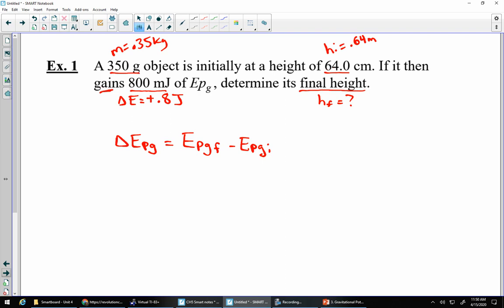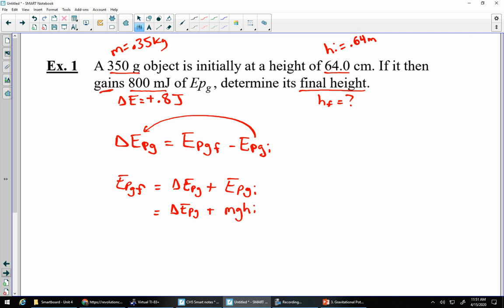I think what I'll do is rearrange and solve for my final gravitational potential energy, because I know that's what I'm going to have my height in. So it's going to be equal to my change in energy plus my initial gravitational potential energy. All I did was take this one and move it to the other side. I was subtracting it, so I add it to both sides of the equation. Let's expand on this. I know what my change is, so I'm just going to leave that as is, and my initial is mghi. I know the mass, I know gravity, I know height. I think we can plug in all the numbers here. I think we're good to go.